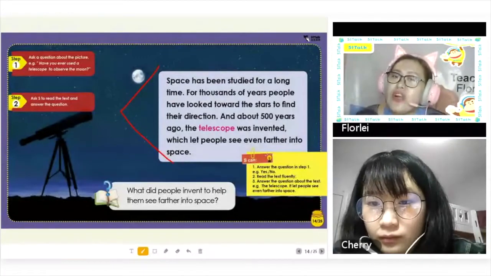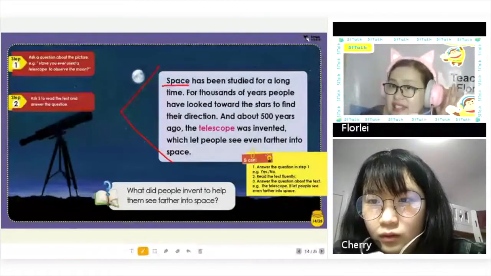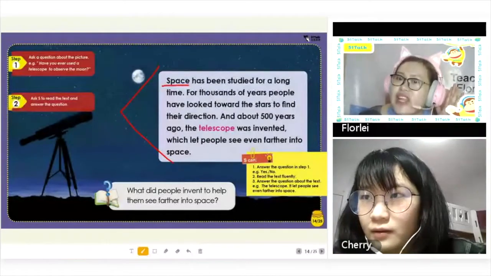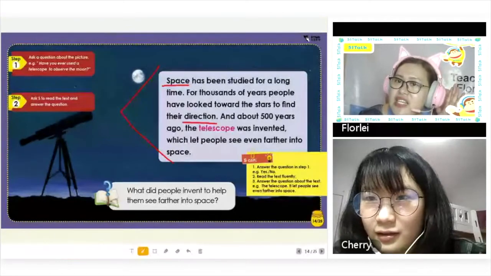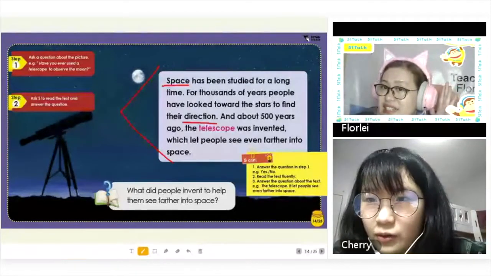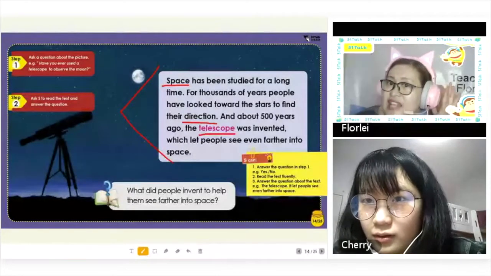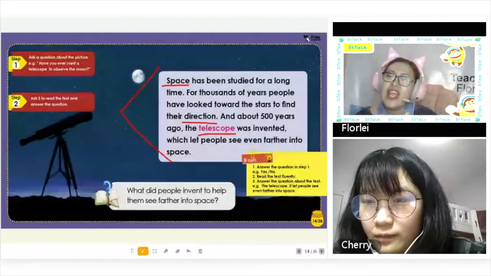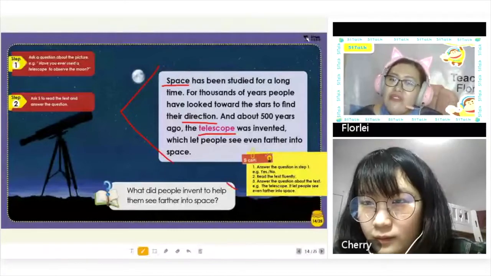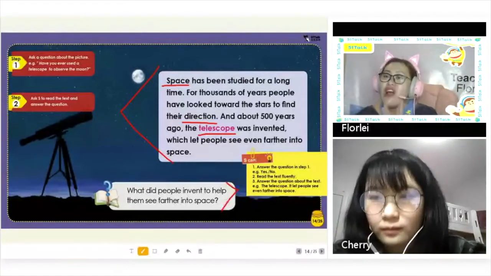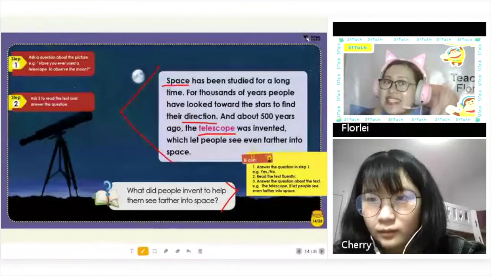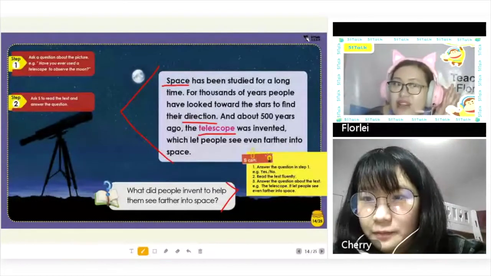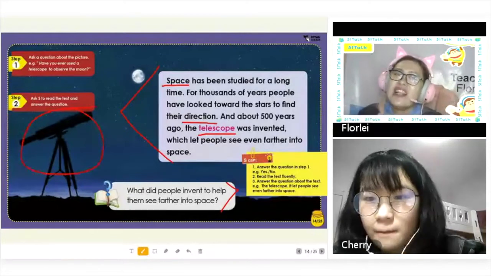Let's repeat the word space. Space. Very good. Direction. Telescope. Very good. What did people invent to help them see farther into space? Telescope. Very good. It's the telescope.